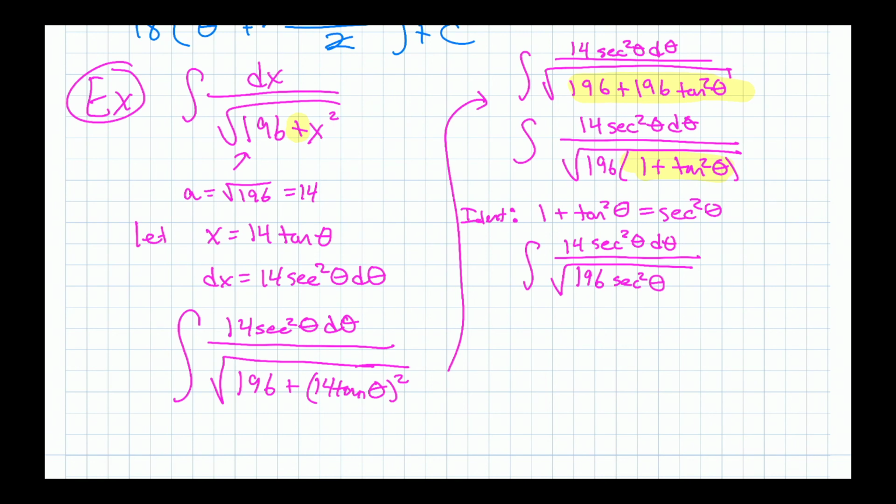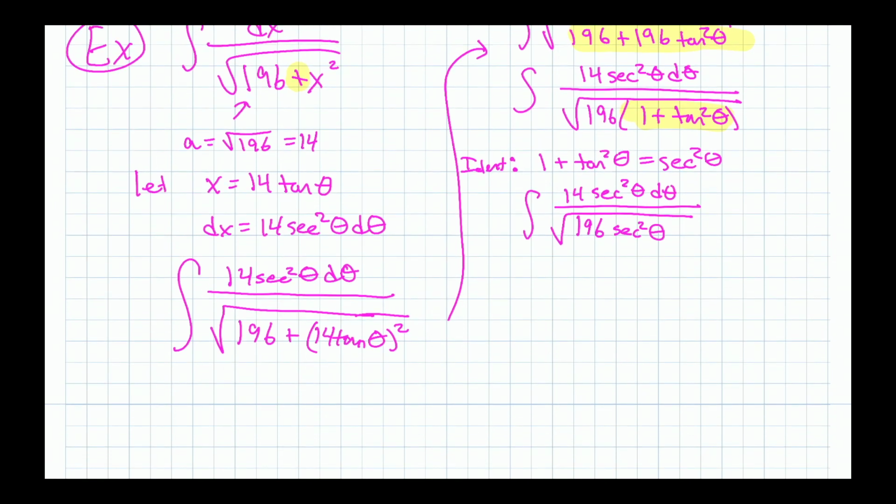All right, so we apply our identity, we get here. Then we have to square root this. So 14 secant squared theta d theta. On the denominator, we're going to square root. Square root of 196 is 14. Square root of secant squared is absolute value secant, except we're just writing secant and hoping nobody catches us.